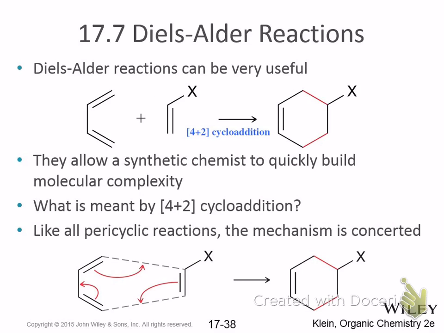I'm going to skip that. Okay. So this is a 4 plus 2 because the way they're describing it, it's 4 pi electrons and 2 pi electrons.